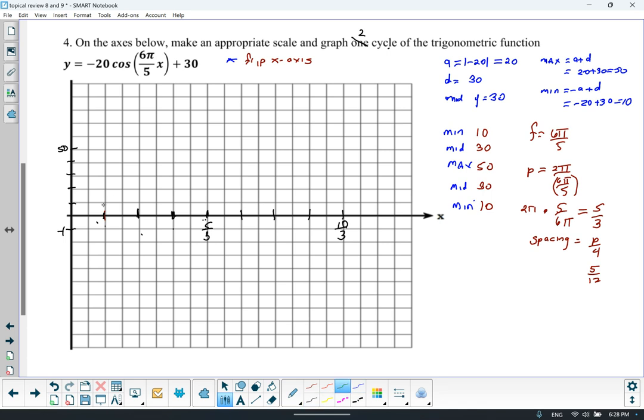Let's graph our vertical shift, which is at 30, or a midline. And let's start graphing the points. So we're starting at the minimum, then going to the midline, then going to the max, going to the midline, going to the minimum value, back to the midline, back to the maximum, back to the midline, and back to the minimum. Let's make a nice smooth curve. And there you have the graph.